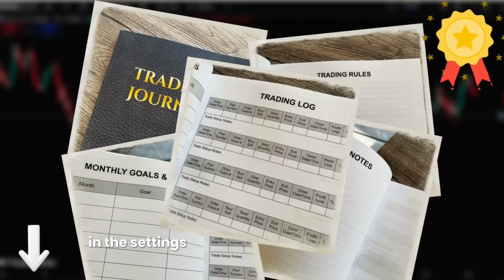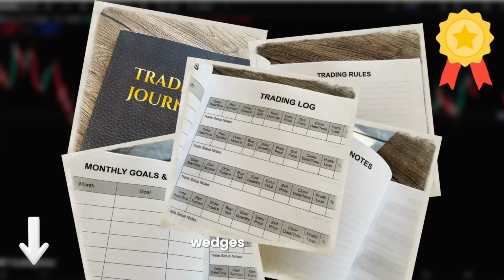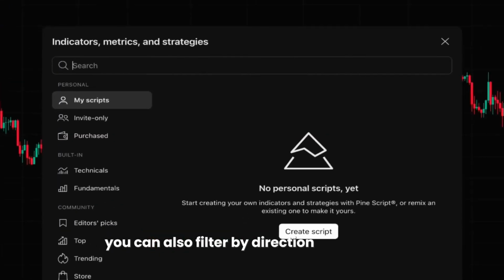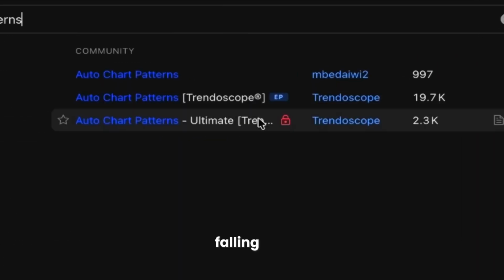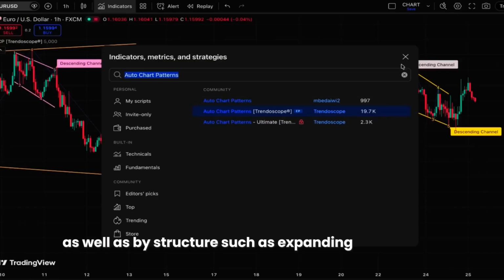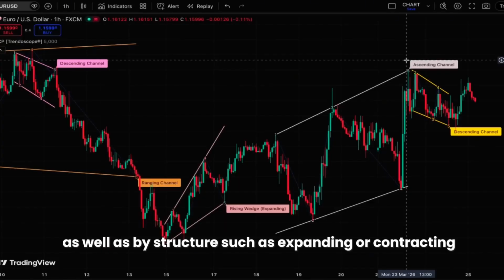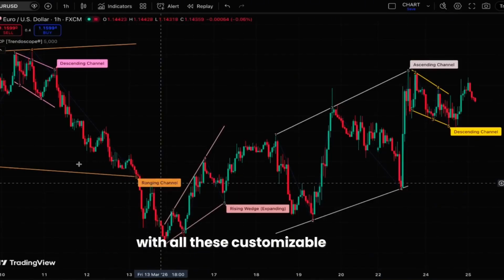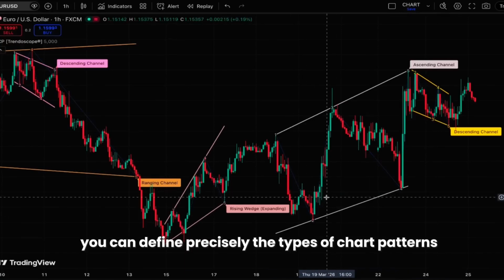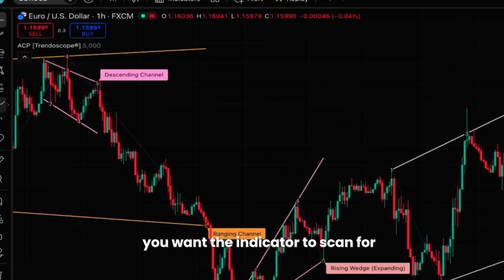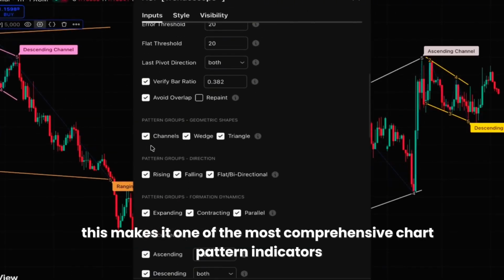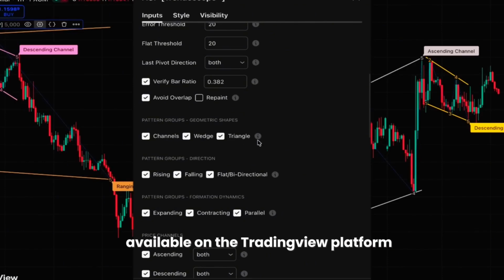In the settings, you can choose between channels, wedges, or triangles. You can also filter by direction such as rising, falling, or flat, as well as by structure such as expanding or contracting. With all these customizable options, you can define precisely the types of chart patterns you want the indicator to scan for. This makes it one of the most comprehensive chart pattern indicators available on the TradingView platform.